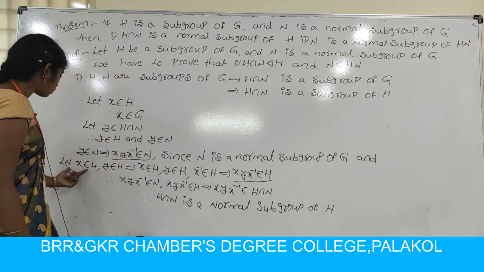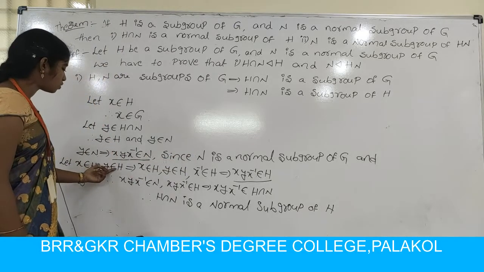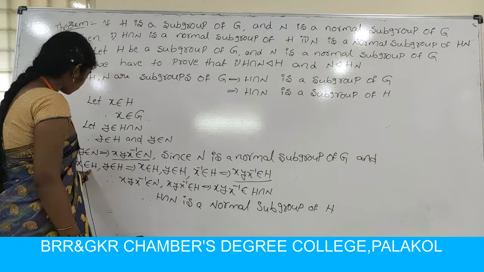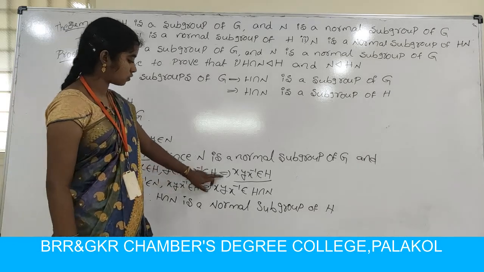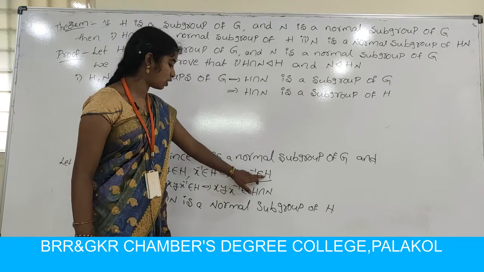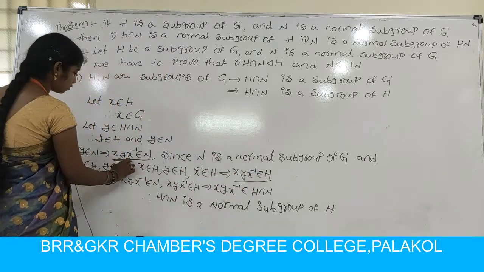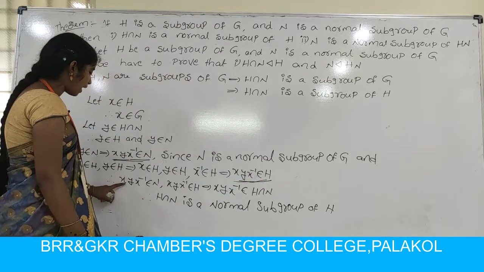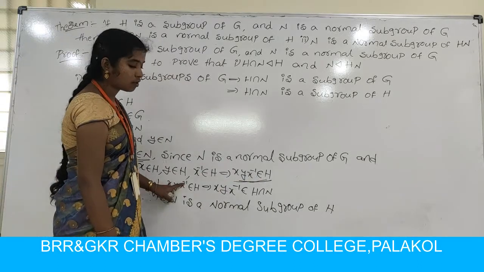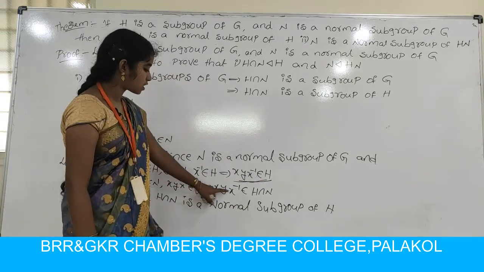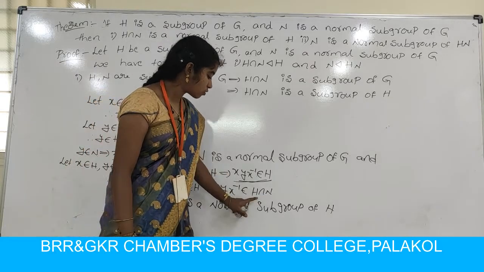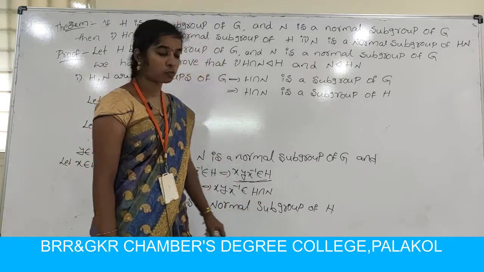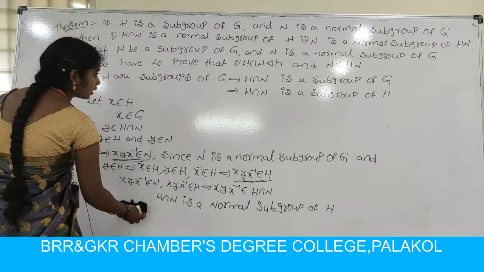Similarly, next consider X belongs to H, Y belongs to H. The inverse property also exists, so X inverse belongs to H. So finally XY X inverse belongs to H. So observe, the common element of H and N is XY X inverse. That implies XY X inverse belongs to H intersection N. So H intersection N is a normal subgroup of H. Next, second part.